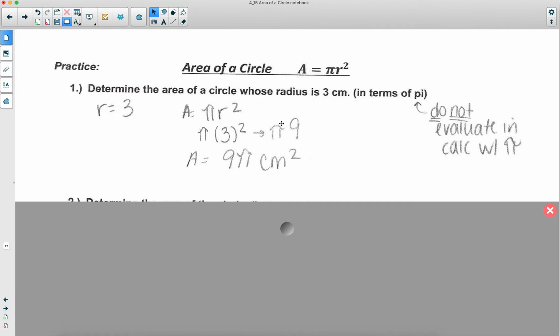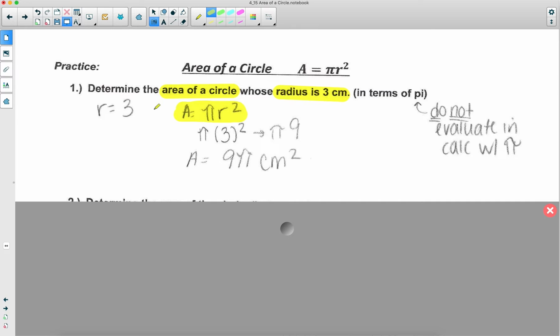So what we have for you are just a couple of practice problems. We're going to go through 4 and then have you try numbers 5 and 6 through the Google Forms. The first question just says determine the area of a circle. If we're looking for keywords, area of a circle means right off the bat we're using pi r squared, whose radius is 3 centimeters, and we want to leave it in terms of pi. We'll deal with this at the end.